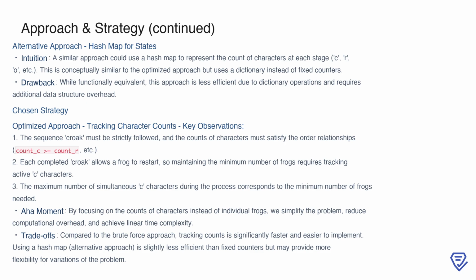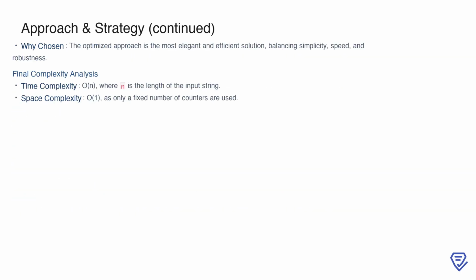While the hash map variant is slightly less efficient, it could be useful in scenarios where greater flexibility is required. The optimized approach was chosen because it strikes the perfect balance between simplicity, efficiency, and robustness. By focusing on character counts and ensuring the sequence remains valid, we achieve a solution that is both elegant and highly performant.